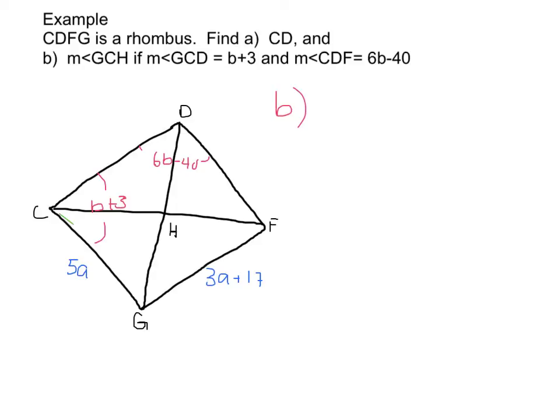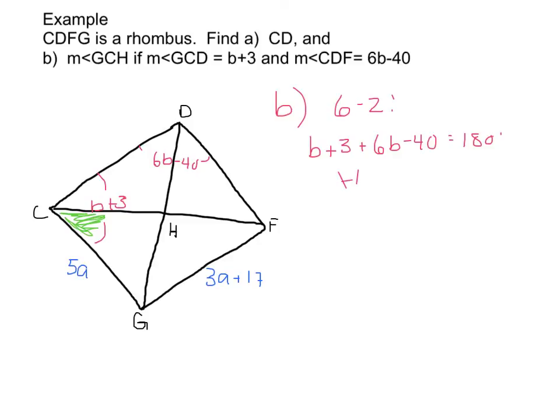Well, one thing that we do know is that a rhombus is a parallelogram. So we could use our stuff from 6-2, and we could say that B plus 3 plus 6b minus 40 is equal to 180 degrees. We had a theorem that said these two consecutive angles are supplementary. They add to 180. So let's solve for b now.